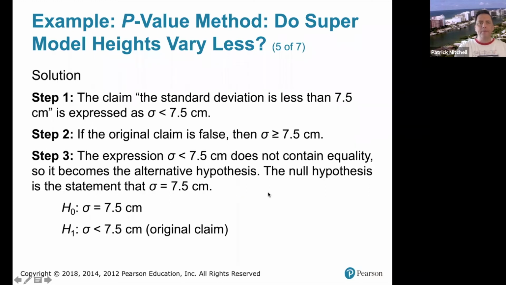Okay. So as far as the steps for the test go, step 1, the claim the standard deviation is less than 7.5 centimeters is expressed as sigma is less than 7.5. The opposite of that claim in step 2 is that sigma is greater than or equal to 7.5. So remember, whichever one of those two statements does not contain equality becomes the alternative hypothesis. So there's the alternative hypothesis. And then the null hypothesis gets an equal sign. So the null hypothesis is sigma equals 7.5.